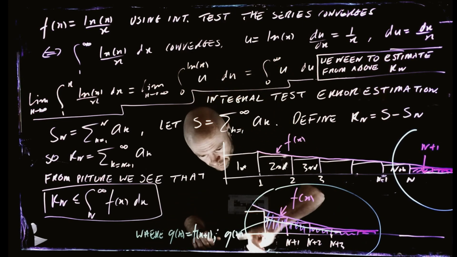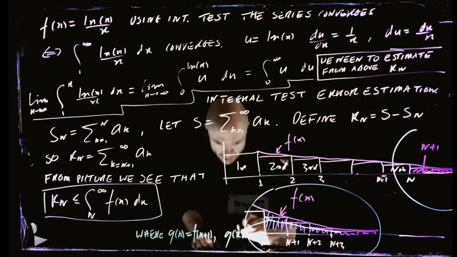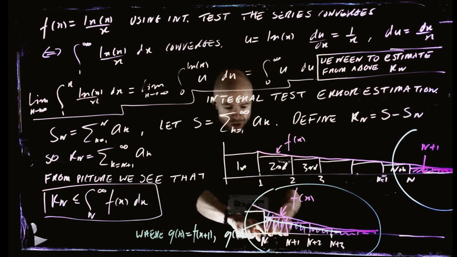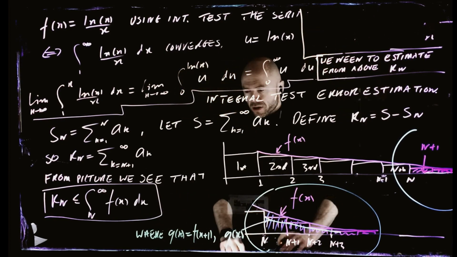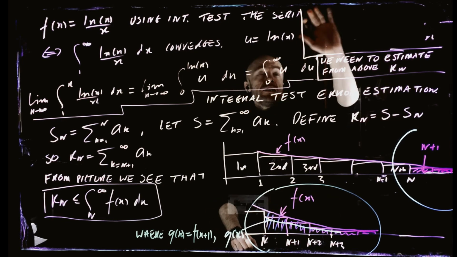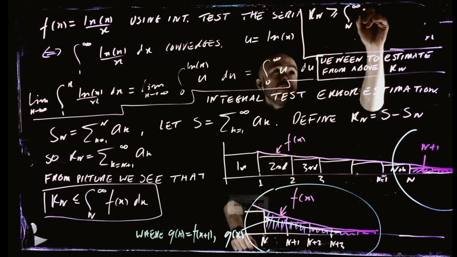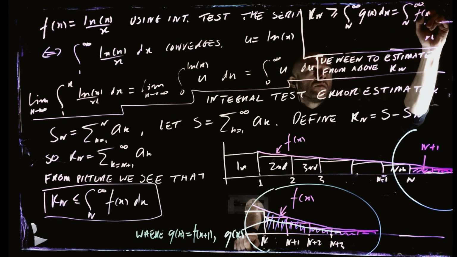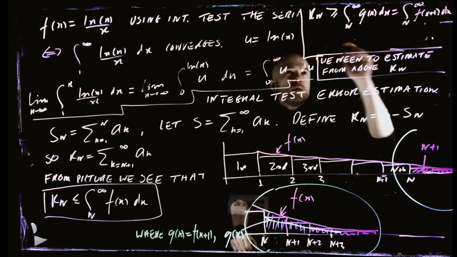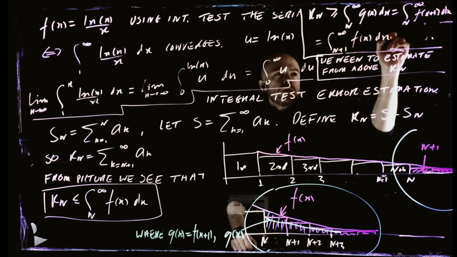So that means that we can actually estimate from below what the error is, just by integrating this function g from n onwards. Let's put that somewhere. So from the picture, we see that Rn is bigger than or equal to the integral from n to infinity of g of x dx, which is the integral from n to infinity of f of x plus 1 dx, and by changing variable, that is just the integral from n plus 1 to infinity of f of x dx.